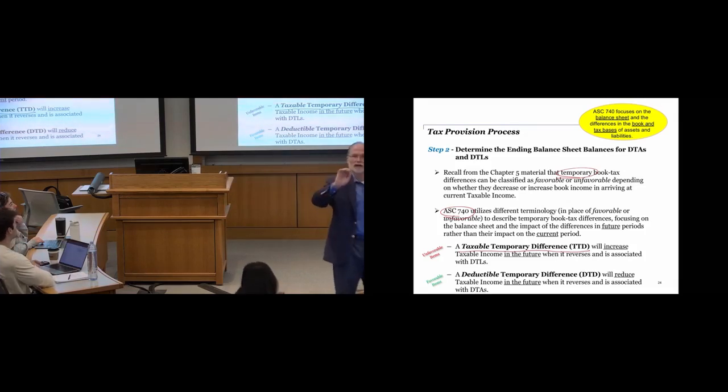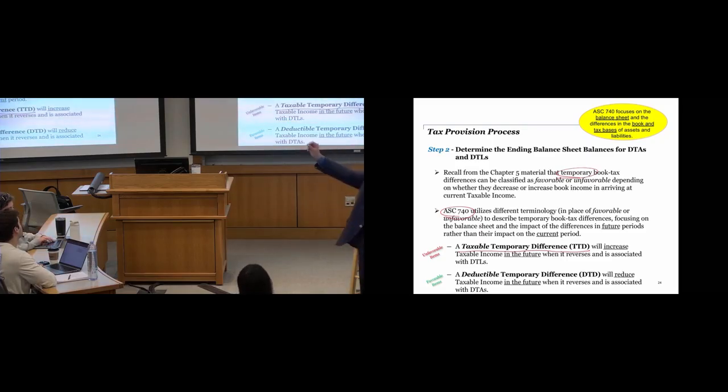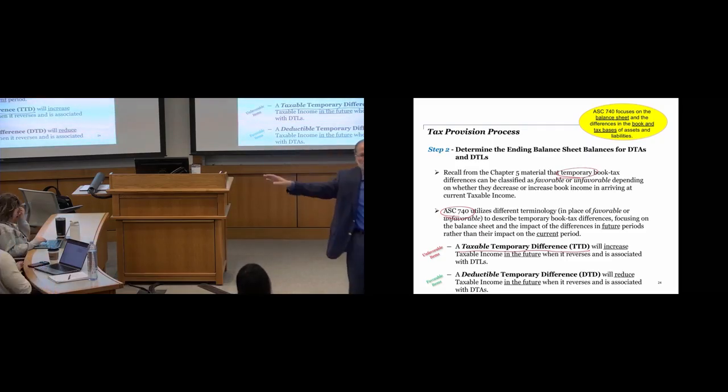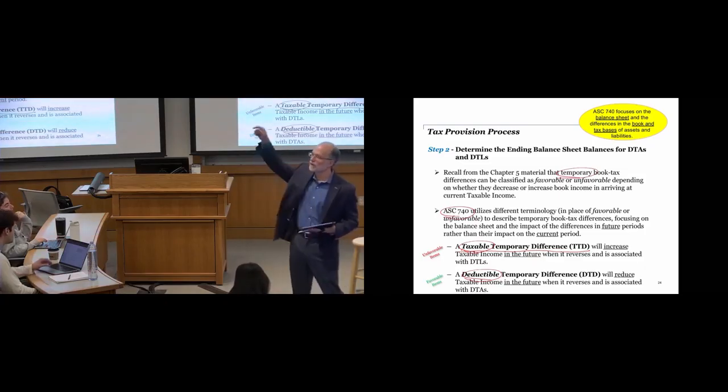So we're not talking about permanent differences, right? Remember, permanent differences are things that will never reverse. It's either included in tax and not in book, or included in book and not in tax forever. We're talking about timing differences, temporary differences that will get to the same ending point. They just get there in a different fashion over time. So we're only talking about temporary differences, and the term taxable or deductible is what is it going to be in the future?